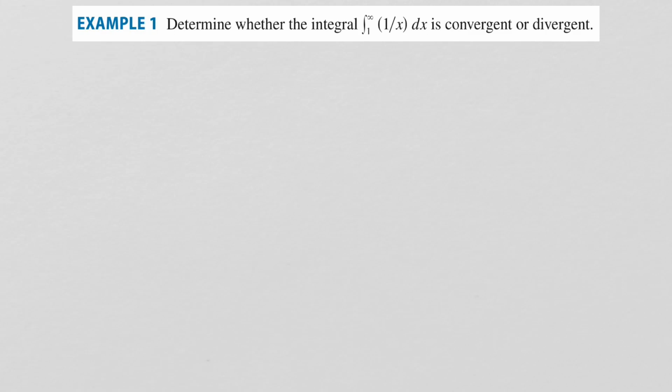So in our first example, we want to determine whether the integral from 1 to infinity of 1 over x dx is convergent or divergent. So we have the integral from 1 to infinity. The function is 1 over x with respect to x. By the definition, we are going to take the limit as t goes to infinity, and then we will integrate from 1 to t the function 1 over x.